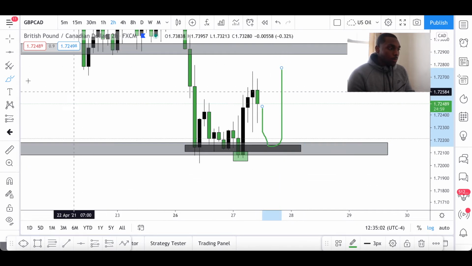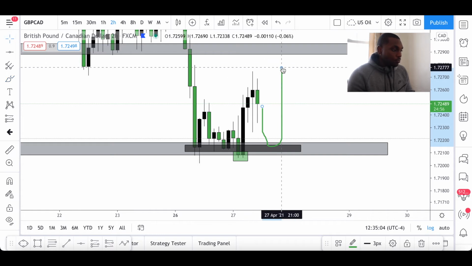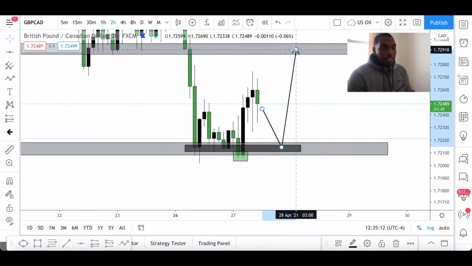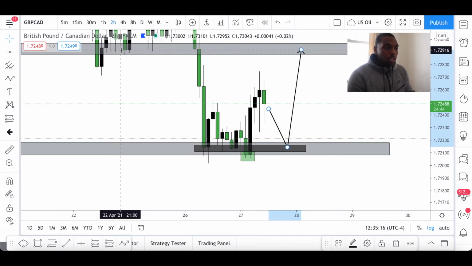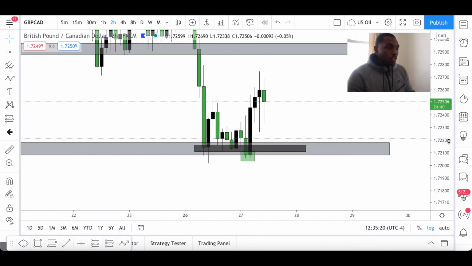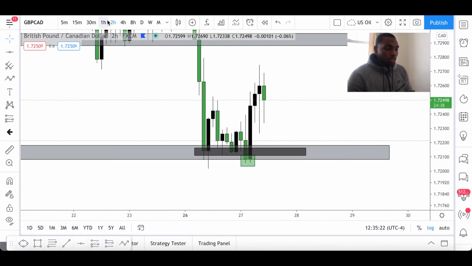So again, let me mark it out for you guys. I would love to see price do this, boom, boom, into TP right there. That TP would be somewhere around here. I'll probably look to TP where these wicks are. Again, I'll get into that as I get more down on the time frame. So let's go smaller on the time frame.